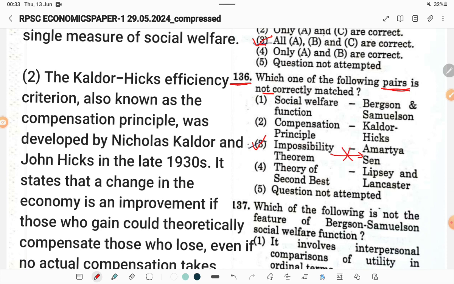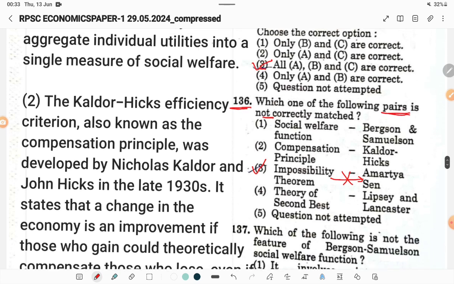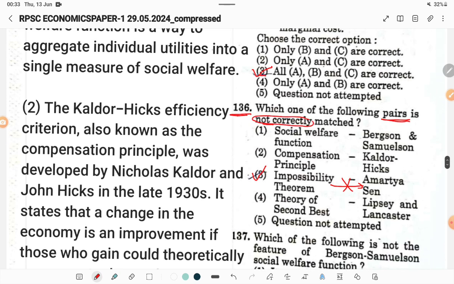This is given by Kenneth J. Arrow, Arrow's impossibility theorem, you can say. And the theory of second best is given by Lipsey and Lancaster. So the third statement will be the right answer here because it's not correctly matched.